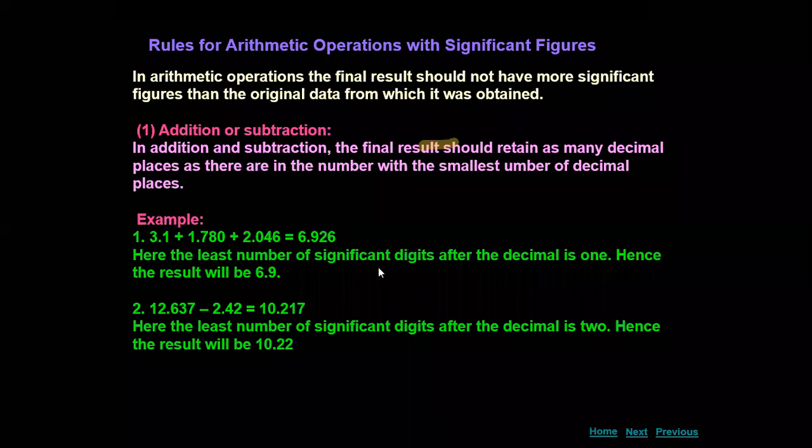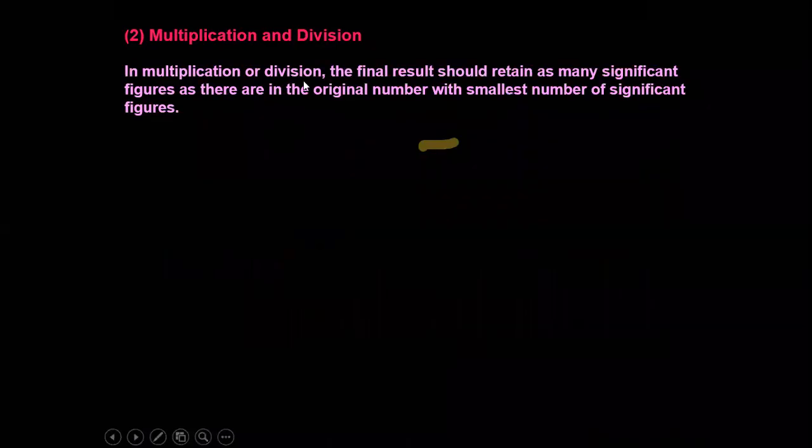Multiplication and division. So in multiplication and division also we'll see. In multiplication or division, the final result should retain as many significant figures as there are in the original number with the smallest number of significant figures. It is almost similar to the previous one. We'll see with an example, and we will be clear with that.